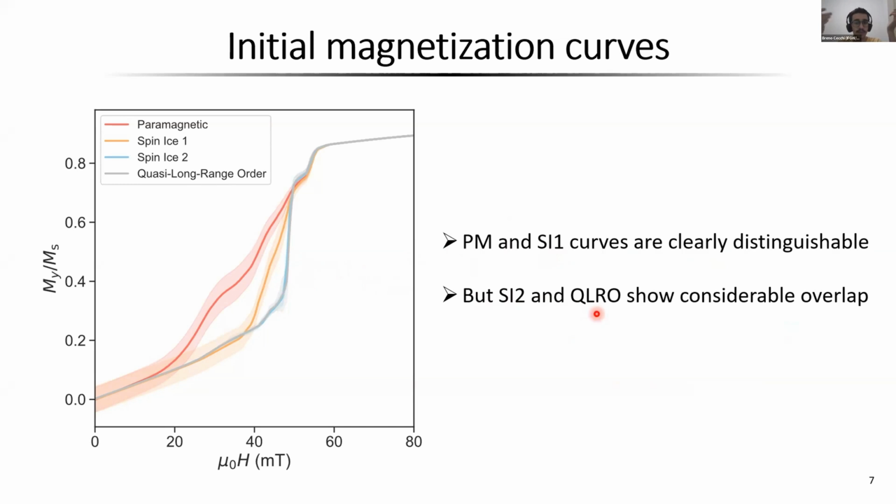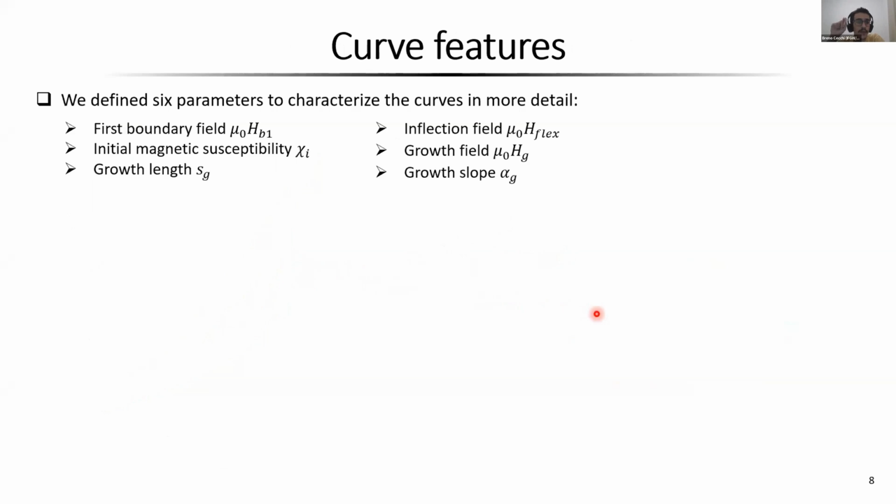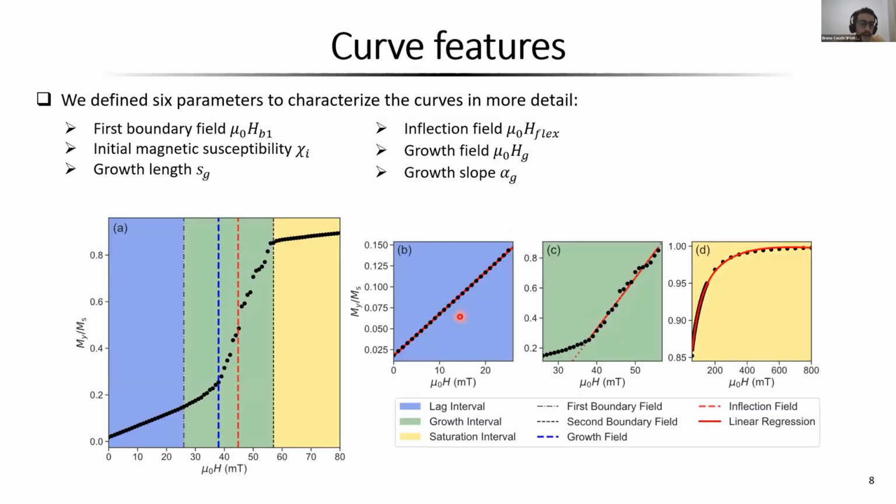by visual inspection. So to do a better job, we define 6 parameters to characterize these curves in more detail. And here, for example, is just an example of the curves. And let's say the initial magnetic susceptibility, for example, is considered as the slope of the curve in this initial part where it has a linear trend.